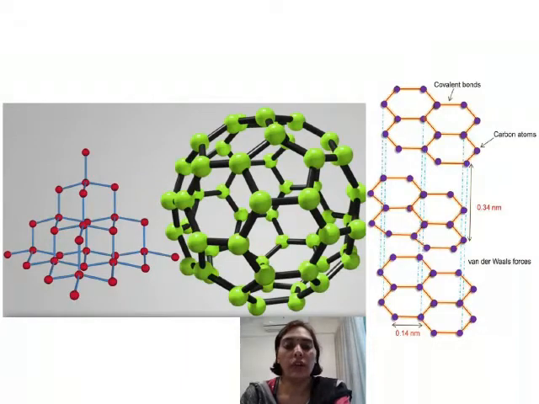This slide is just to make you familiar with the three allotropes of carbon, that is diamond, fullerene and graphite. So this is the diamond structure, this is the structure of fullerene, and this is for graphite. Now, why is graphite a conductor of electricity whereas these two are not?